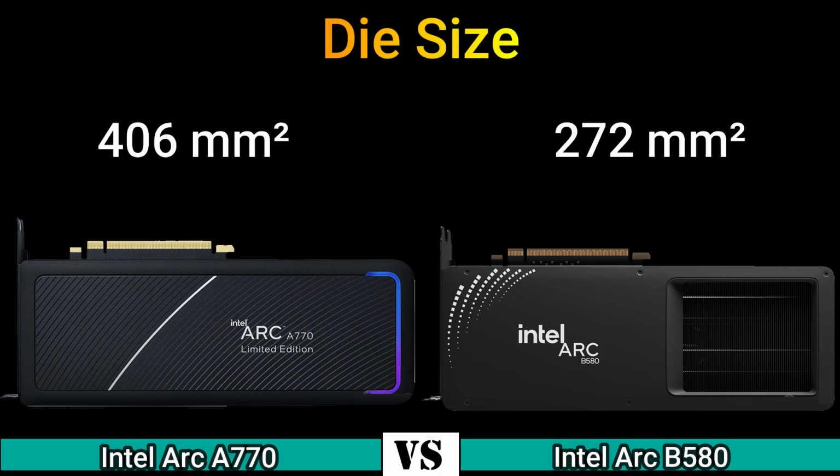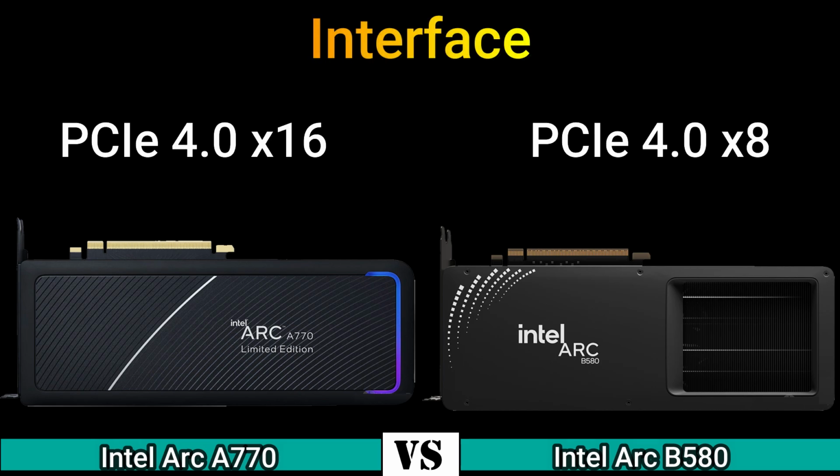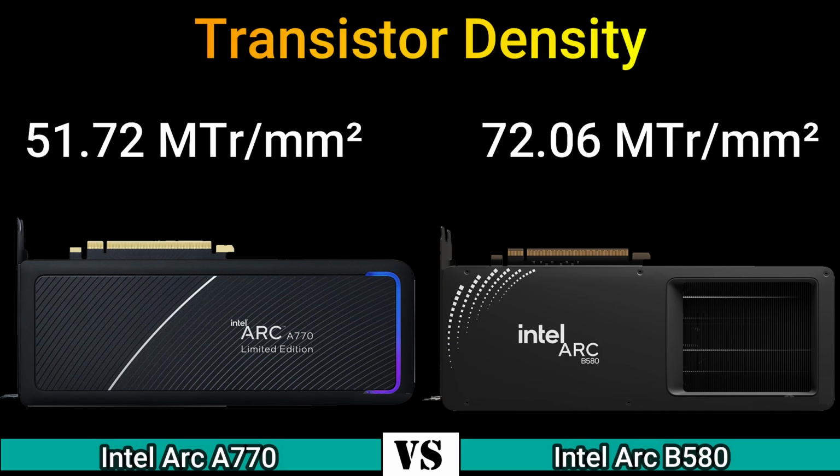Die size 406mm and 272mm. Transistor count 21 billion and 19.6 billion. Interface PCI 4.0 x16 and PCI 4.0 x16. Transistor density.